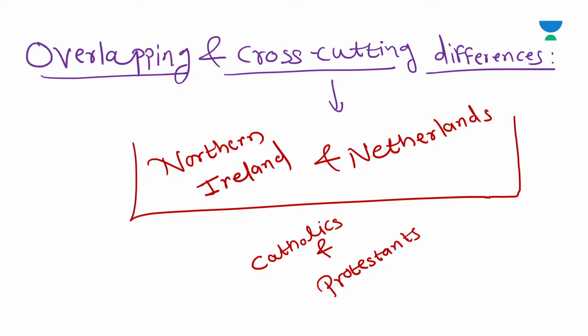In Northern Ireland, class and religion overlap with each other. Yes, which means if you are Catholic, you are also more likely to be poor and you may have suffered a history of discrimination. In the Netherlands, class and religion tend to cut across each other. So Catholics and Protestants are about equally likely to be poor or rich.